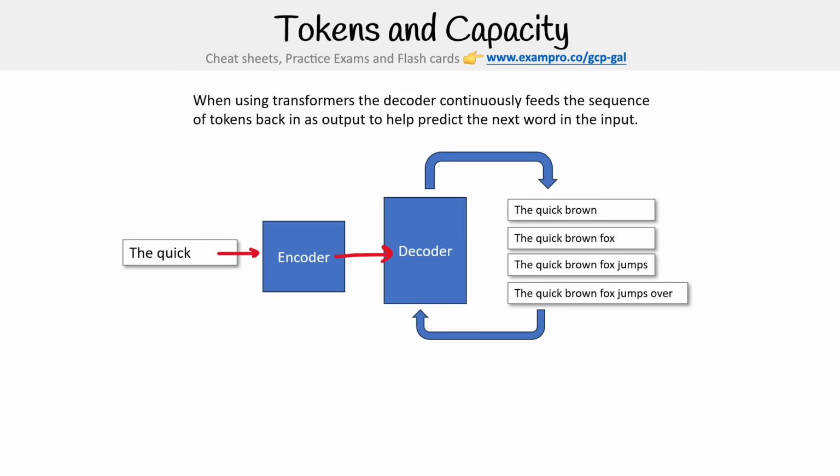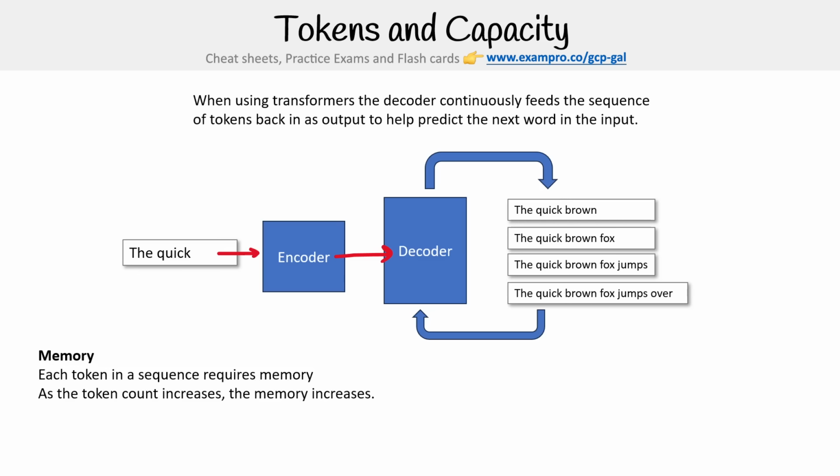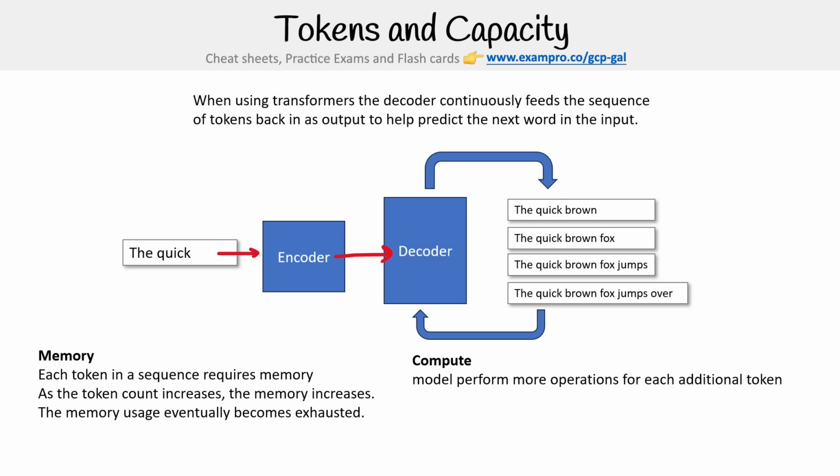There are two components that we care about: memory and compute. For memory, each token in a sequence requires memory. So as the token count increases, the memory increases. The memory usage eventually becomes exhausted and you cannot produce anymore. Now for compute, a model performs more operations for each additional token. The longer the sequence is, the more compute is required.